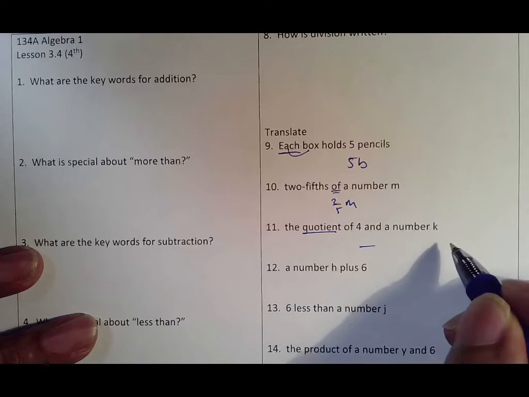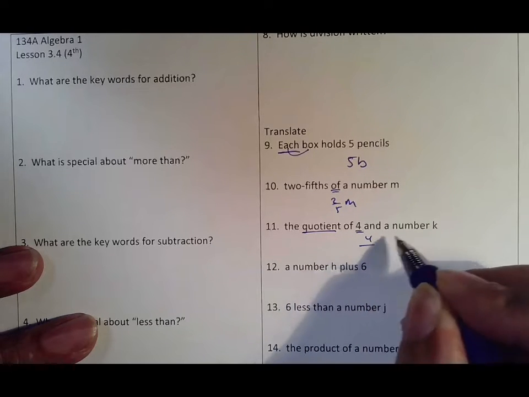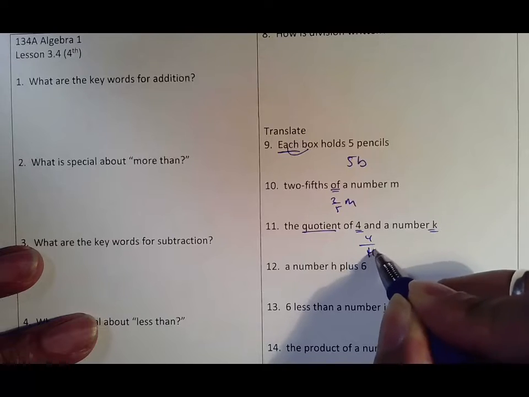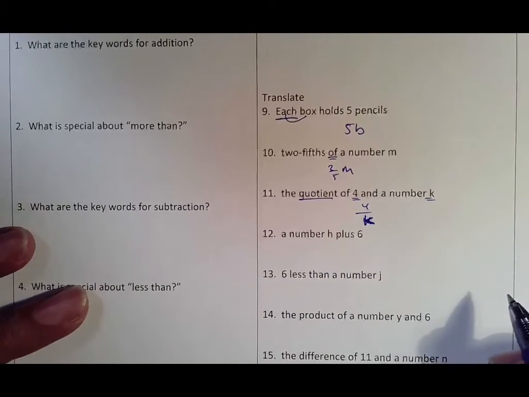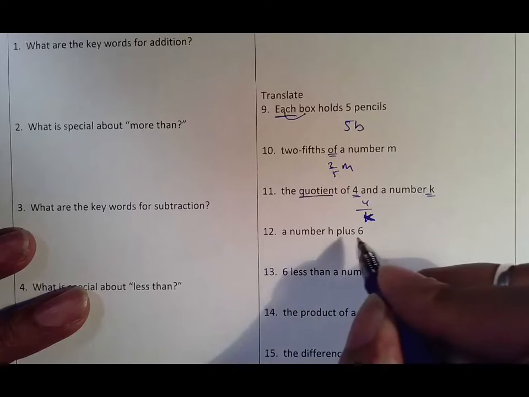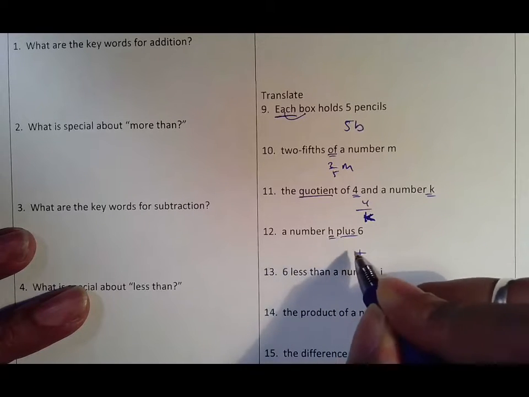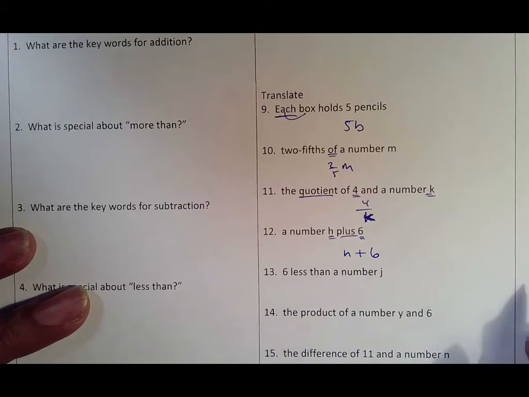Quotient means we're going to write it like a fraction. This goes first, that goes second, and that is all. So keep that in mind. Respect the order and get all the points you can. A number h plus 6. Plus means add. H first, 6 second. That's all.